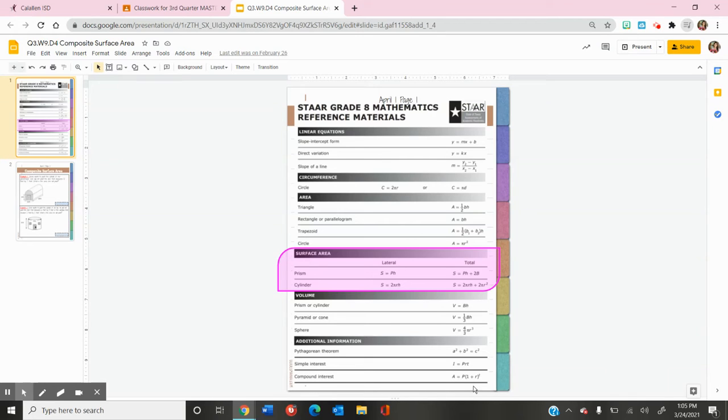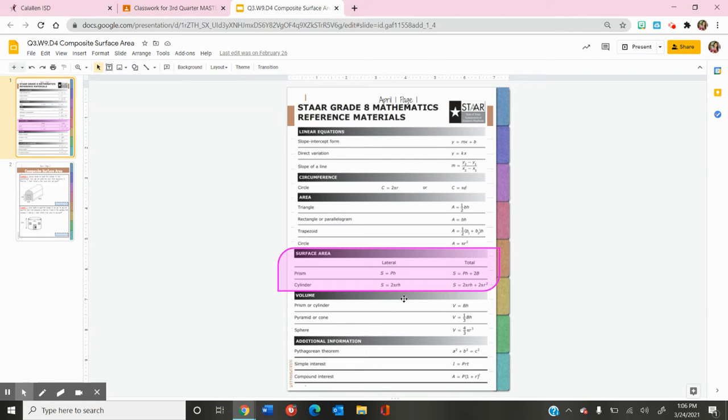Okay, today's notes are going to be going over composite surface area. Just like what we did yesterday when we did composite volume, where we added two volumes together, we're going to do the same thing today by combining the surface area of two shapes. And then we might have to subtract something or add something to it. Again, we're going to get into page 2.